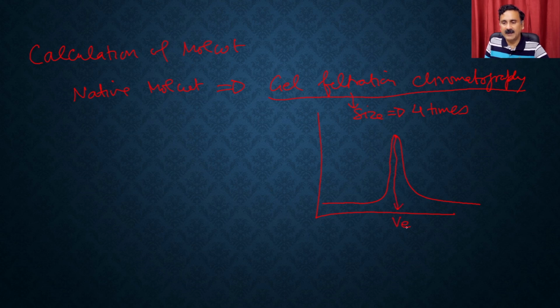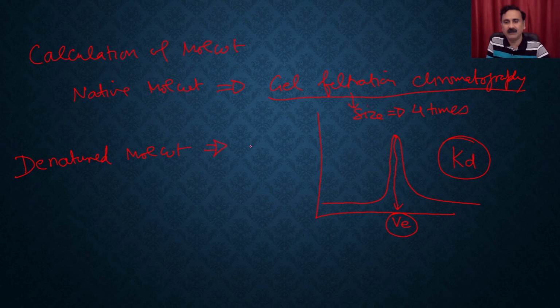This is called the elution volume, and utilizing this information as well as the distribution coefficient, you can calculate the molecular weight of this particular protein, and that is called the native molecular weight.